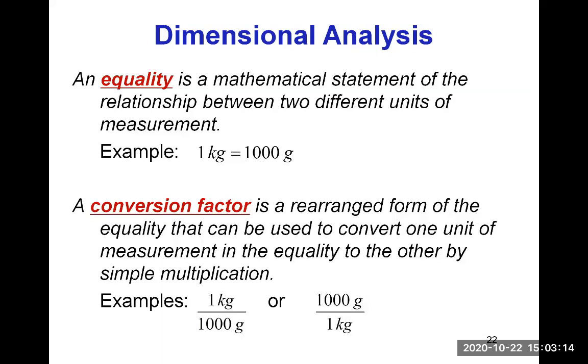A conversion factor is a rearranged form of the equality that can be used to convert one unit of the measurement in the equality to the other unit by simple multiplication. And so you will derive the conversion factors from the equalities. There are two kinds of conversion factor per equality, and they are given below for the example of 1 kilogram equals 1,000 grams. So a conversion factor can be 1 kilogram over 1,000 grams or 1,000 grams over 1 kilogram.